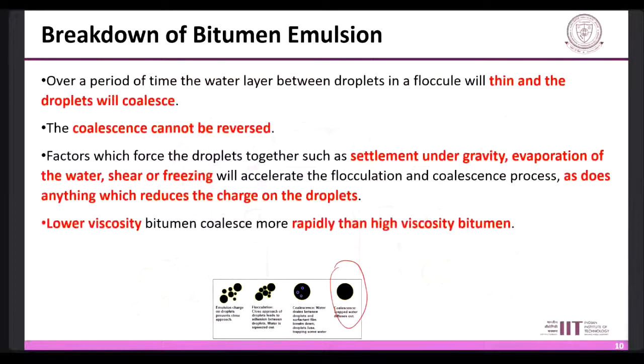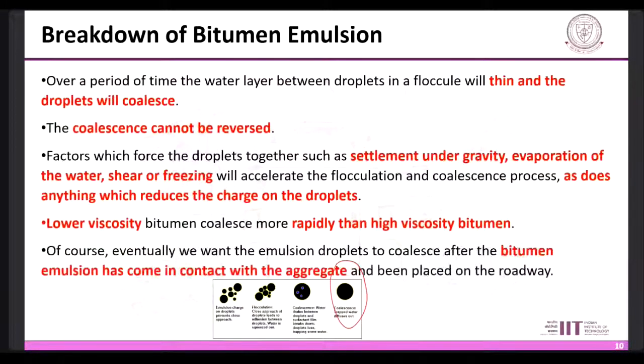The lower the viscosity, the more rapid will be the coalescence of the binder. Of course, we want the emulsion droplets to coalesce after the addition of, or in contact with, the aggregate. So it is very difficult to find the proper emulsion, as there are different types of emulsion which can adhere to the aggregate in less time or in more time. So it is a bit of a challenge to find the proper or satisfying stable emulsion.